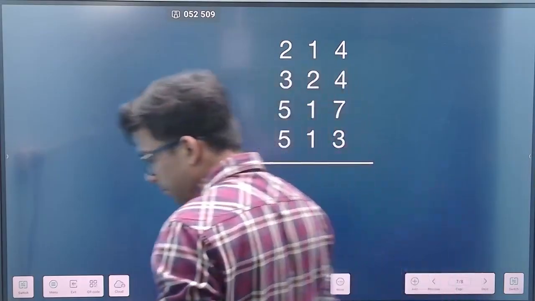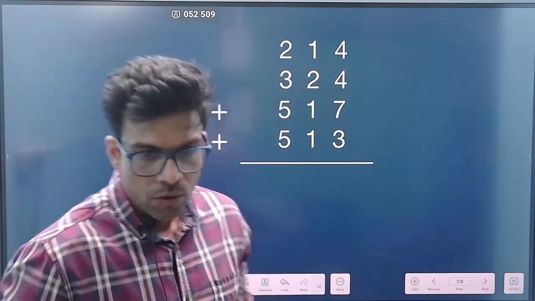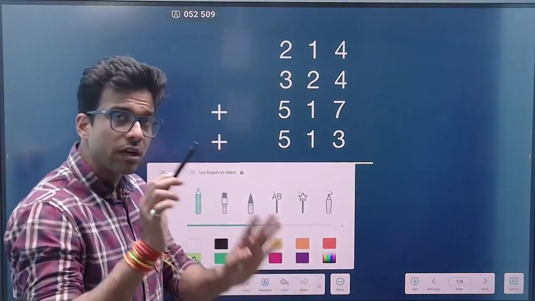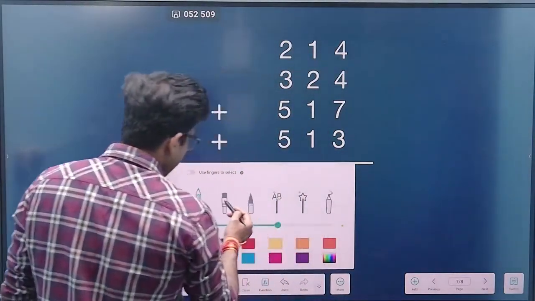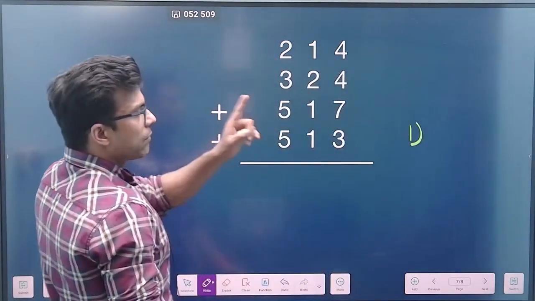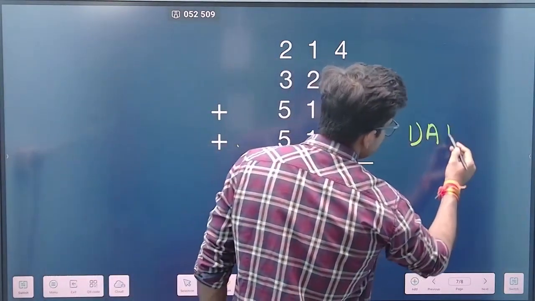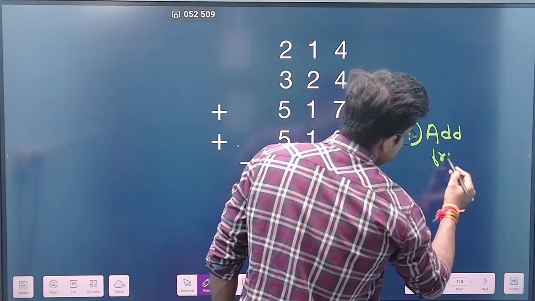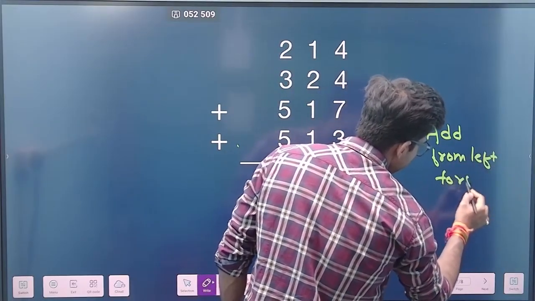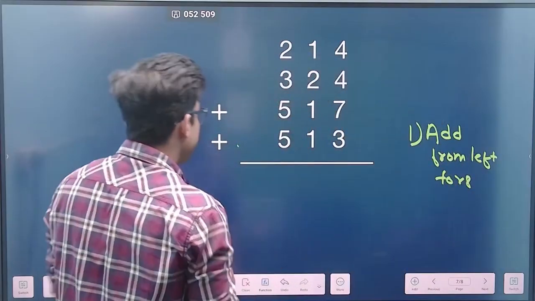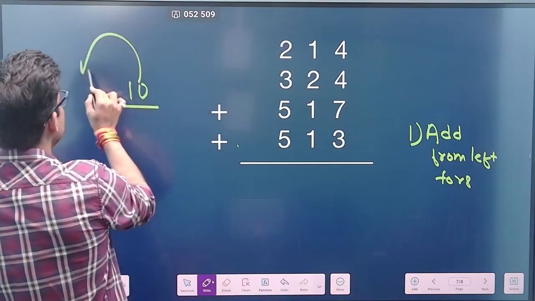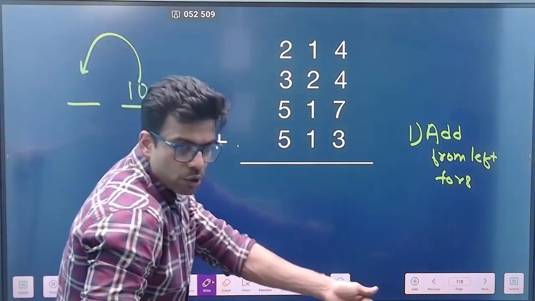Now, everyone, please have a look at what I'm doing. The first rule, the rule number one, says: add from left to right. Again saying, from left to right. Correct? This is the rule. Let me apply. If you get a sum of 10, switch 1 to the left hand side. Just switch 1 to the left hand side.